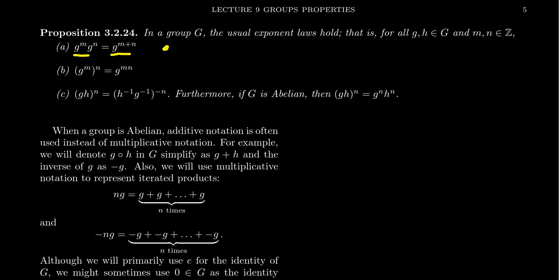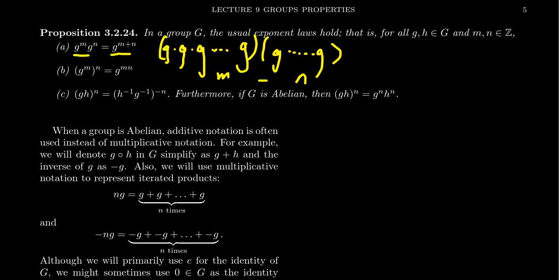And the basic idea is, if you have m many g's, and then you have n many g's, we can put these together. You have m over here, you have n over here. This will combine to give us m plus n.